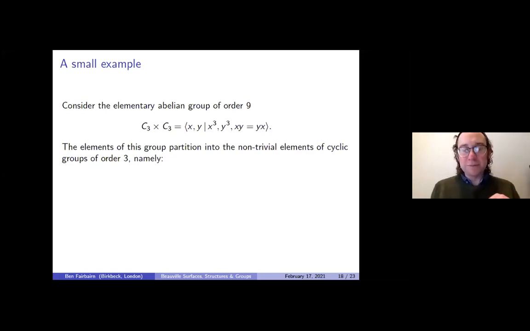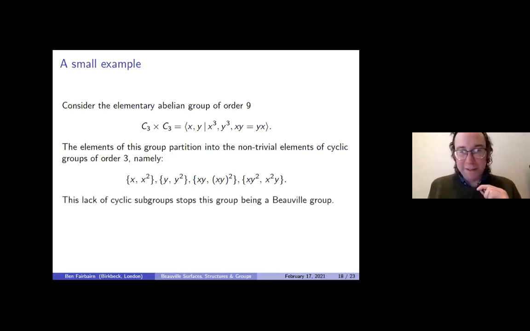Well, any element that has order 3, its square will also have order 3. And in particular, between them, those two elements give you all the non-trivial elements of a cyclic group of order 3. So in particular, this group partitions into the cyclic group generated by X, the cyclic group generated by Y, the cyclic group generated by their product, and the cyclic group generated by their sort of mixed product. So between them, these four pairs of elements each consist of the non-trivial elements of a cyclic subgroup of order 3.